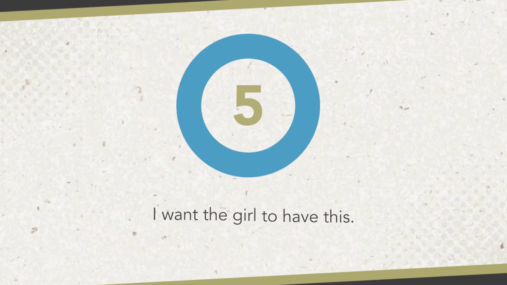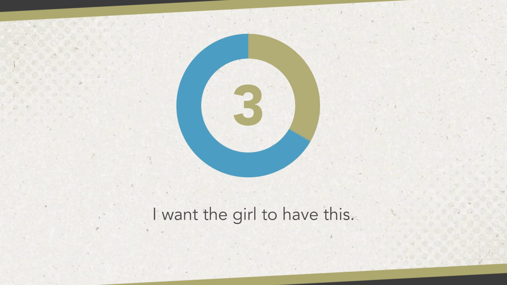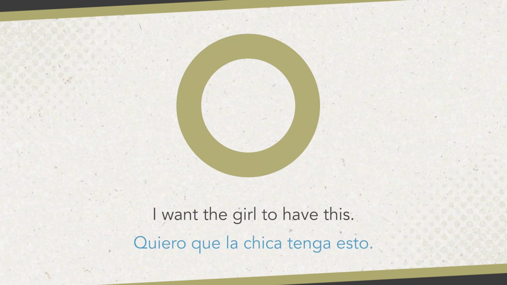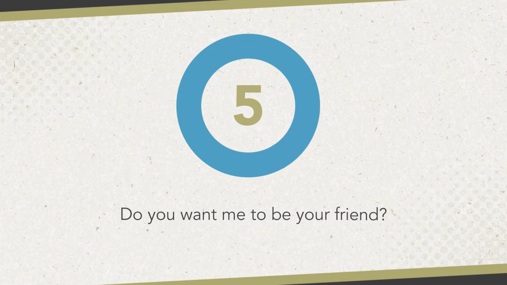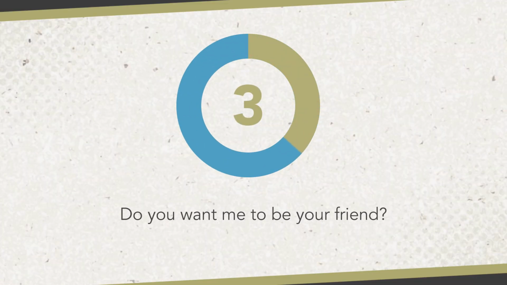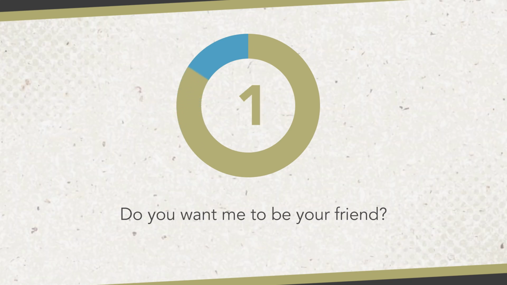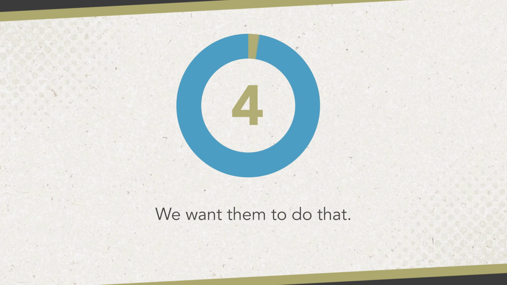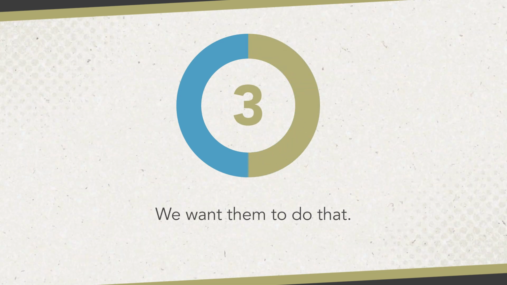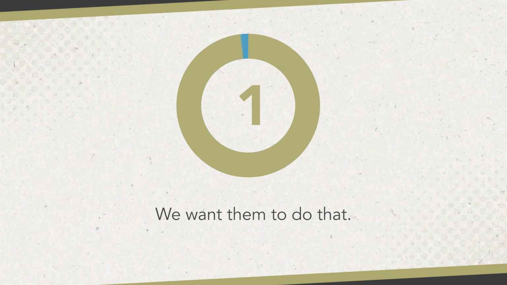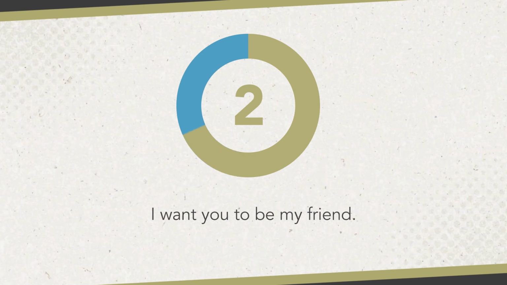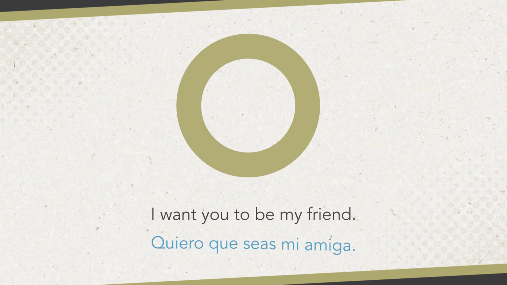I want the girl to have this. Quiero que la chica tenga esto. Do you want me to be your friend? ¿Quieres que yo sea tu amigo? We want them to do that. Queremos que hagan eso. Last one. I want you to be my friend. Quiero que seas mi amiga.